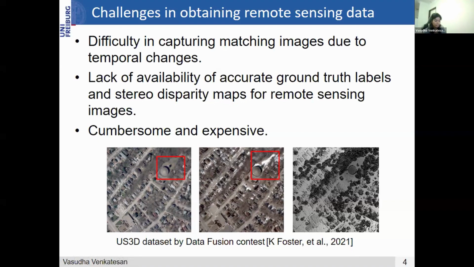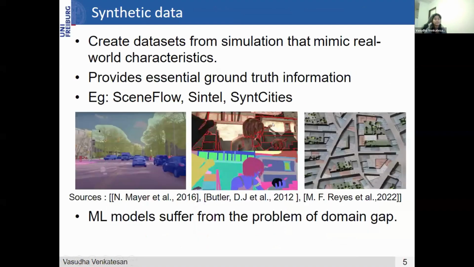And so the other option is to use synthetic data sets. Synthetic data sets are nothing but images or data sets which are created from a simulation which is very close to the real world characteristics. And since we create the synthetic data set, we have access to entire ground truth information, from labels to disparity maps to segmentation maps to instance IDs and everything. Some of the popular synthetic datasets are SceneFlow, Sintel, and SyntCities.